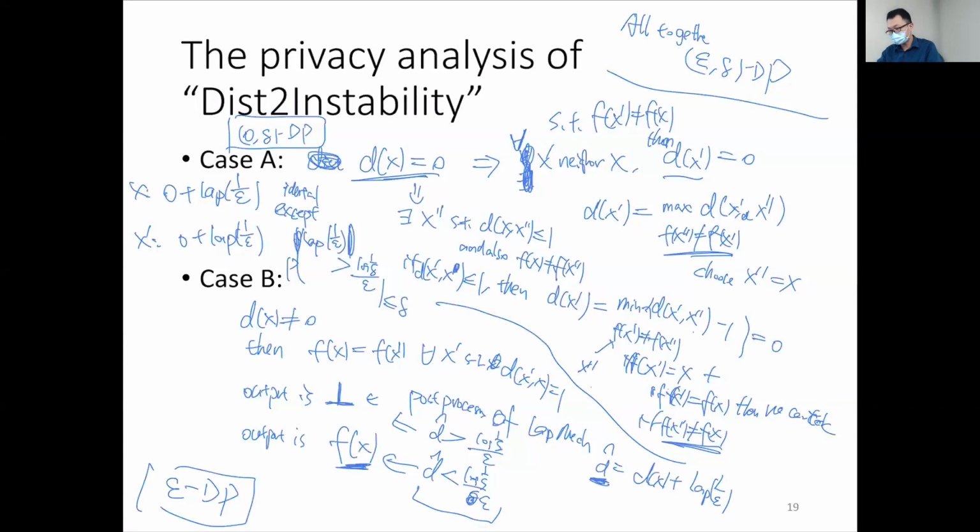Yeah, it's a very interesting algorithm, and with a somewhat delicate analysis. Yeah, hopefully my explanation here is clear.